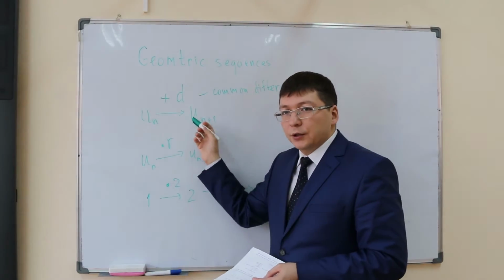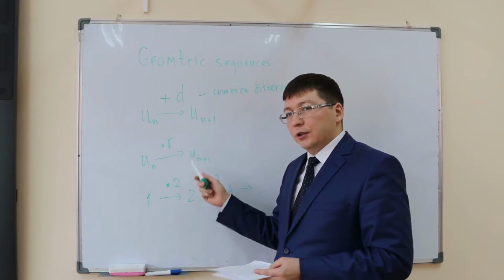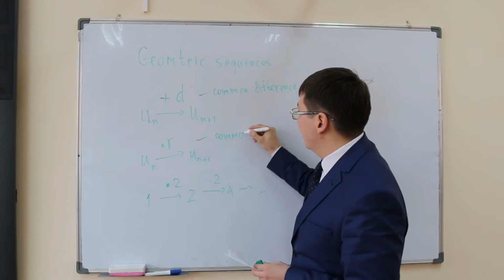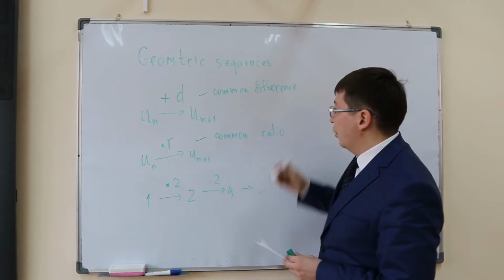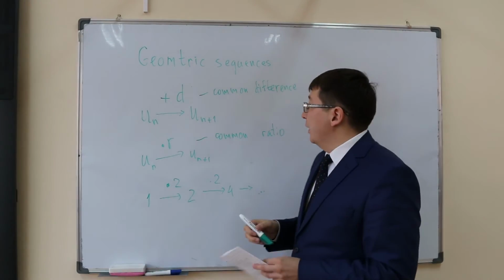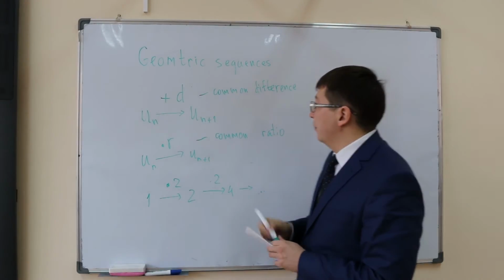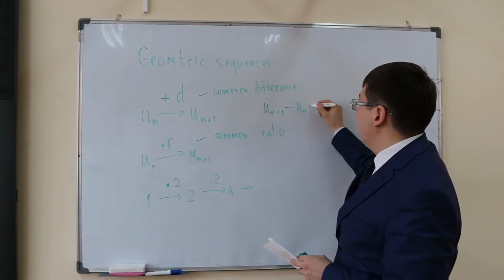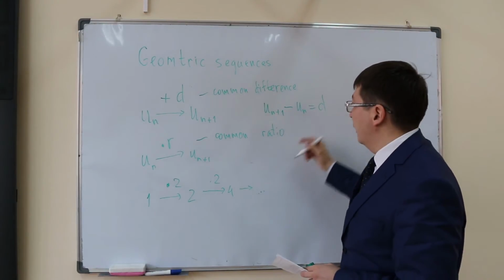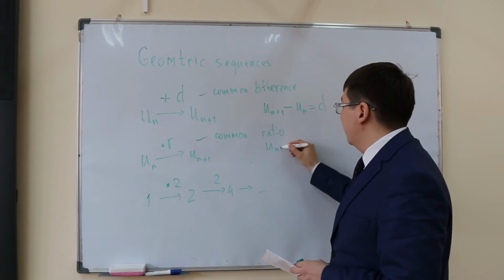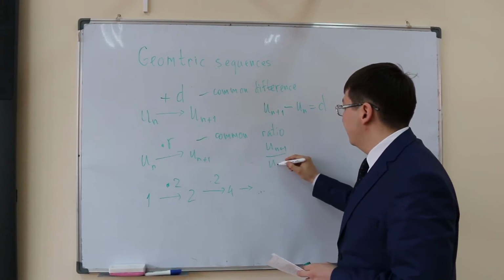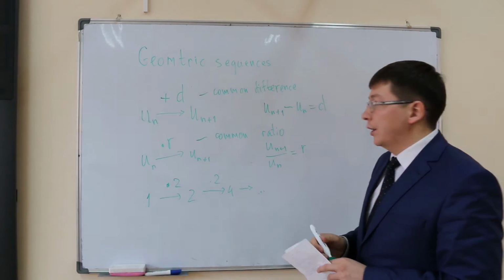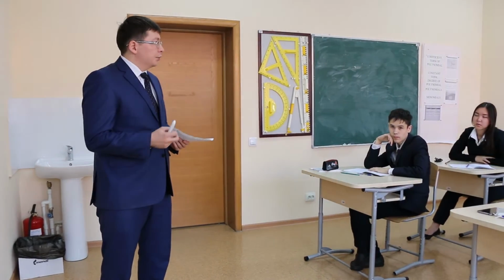d was called common difference. And now r, the number we multiply every time, is common ratio. Why do we call d the common difference? Because when we subtract u(n) from u(n+1), we always receive the common difference. And now, every time we divide the next term by the previous, we will receive r, common ratio. That's why it's called ratio. Do you understand now the structure of geometric sequence?